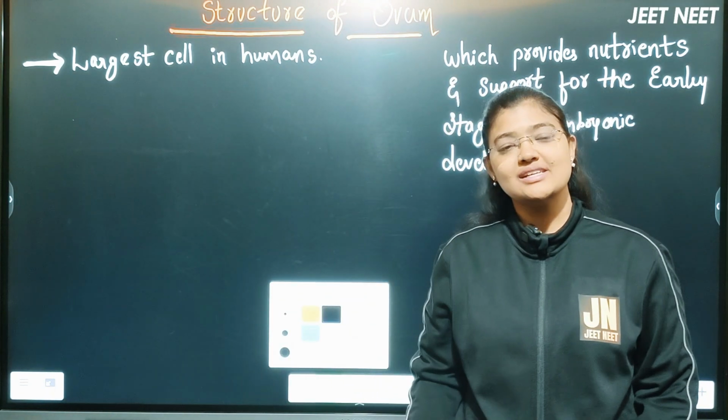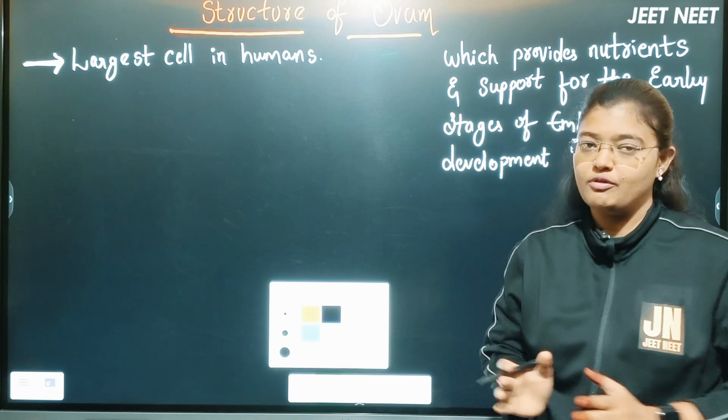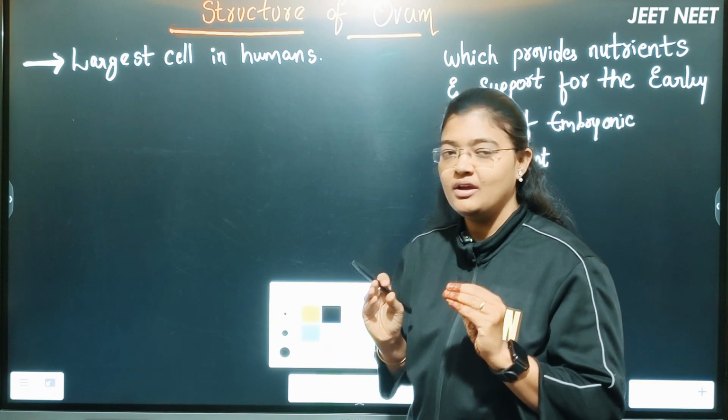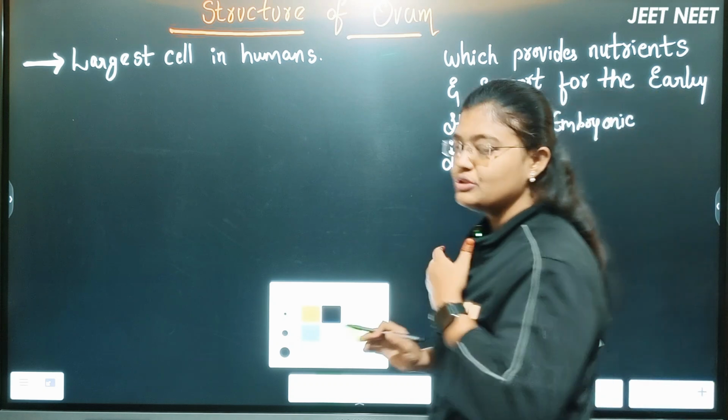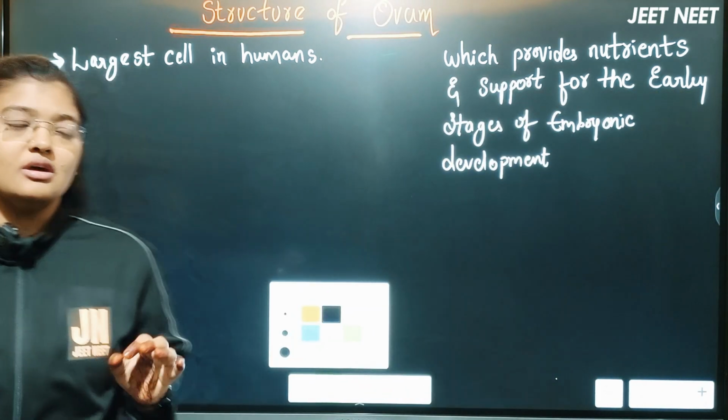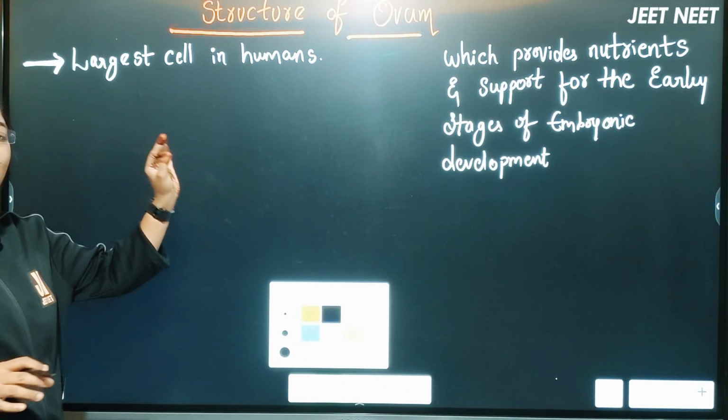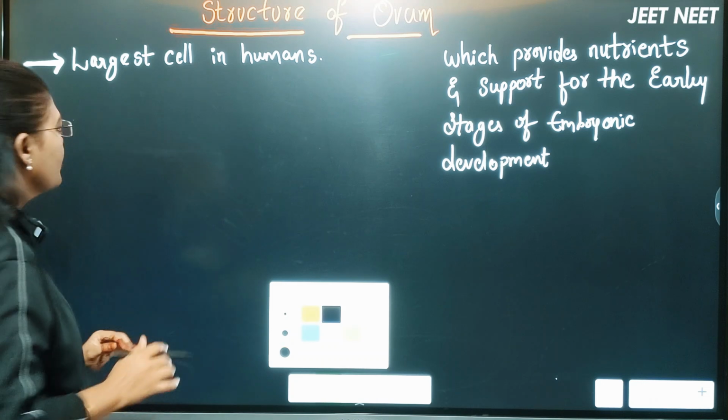Today we are going to discuss the structure of the ovum, which is a very short topic and also very important. Structure of ovum. We know that the ovum is the largest cell in the human female.